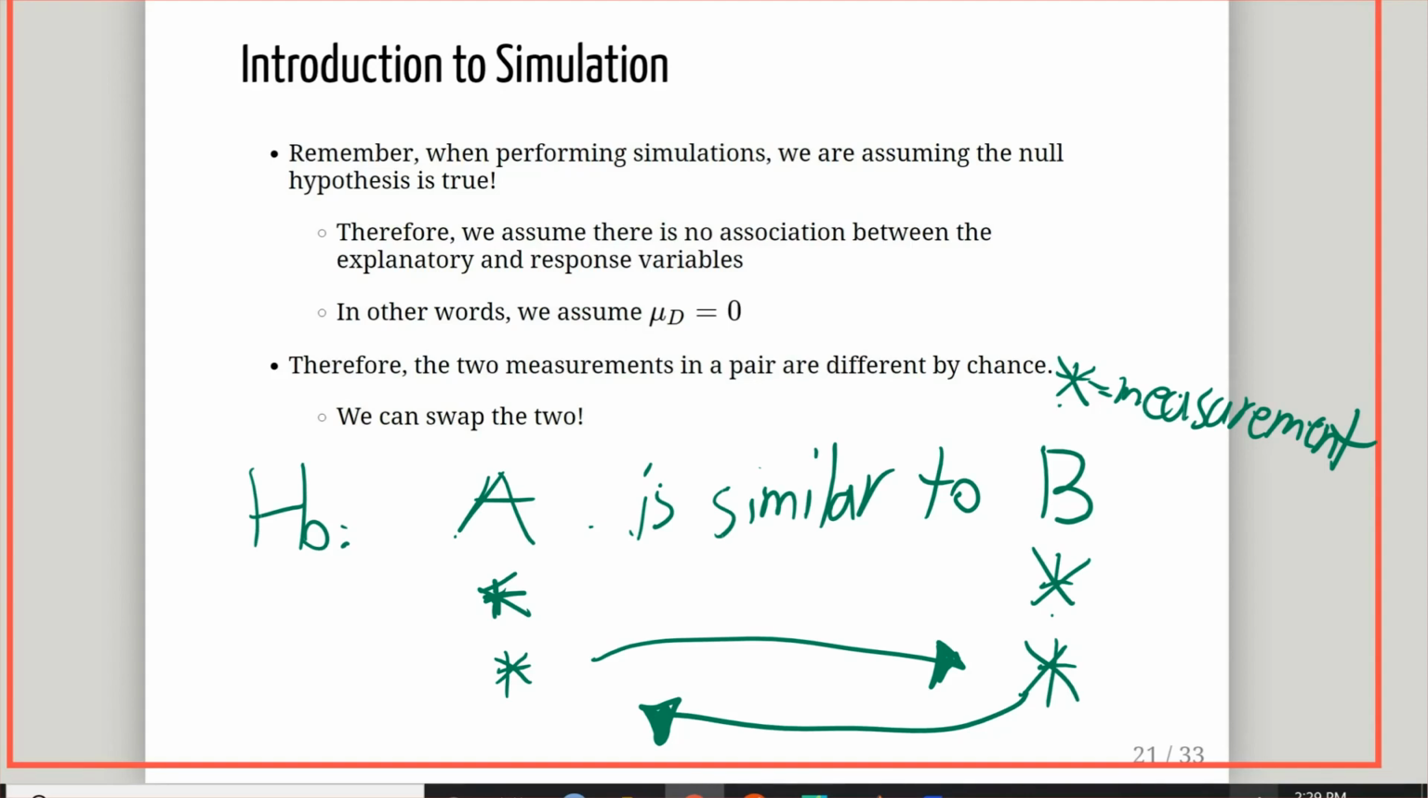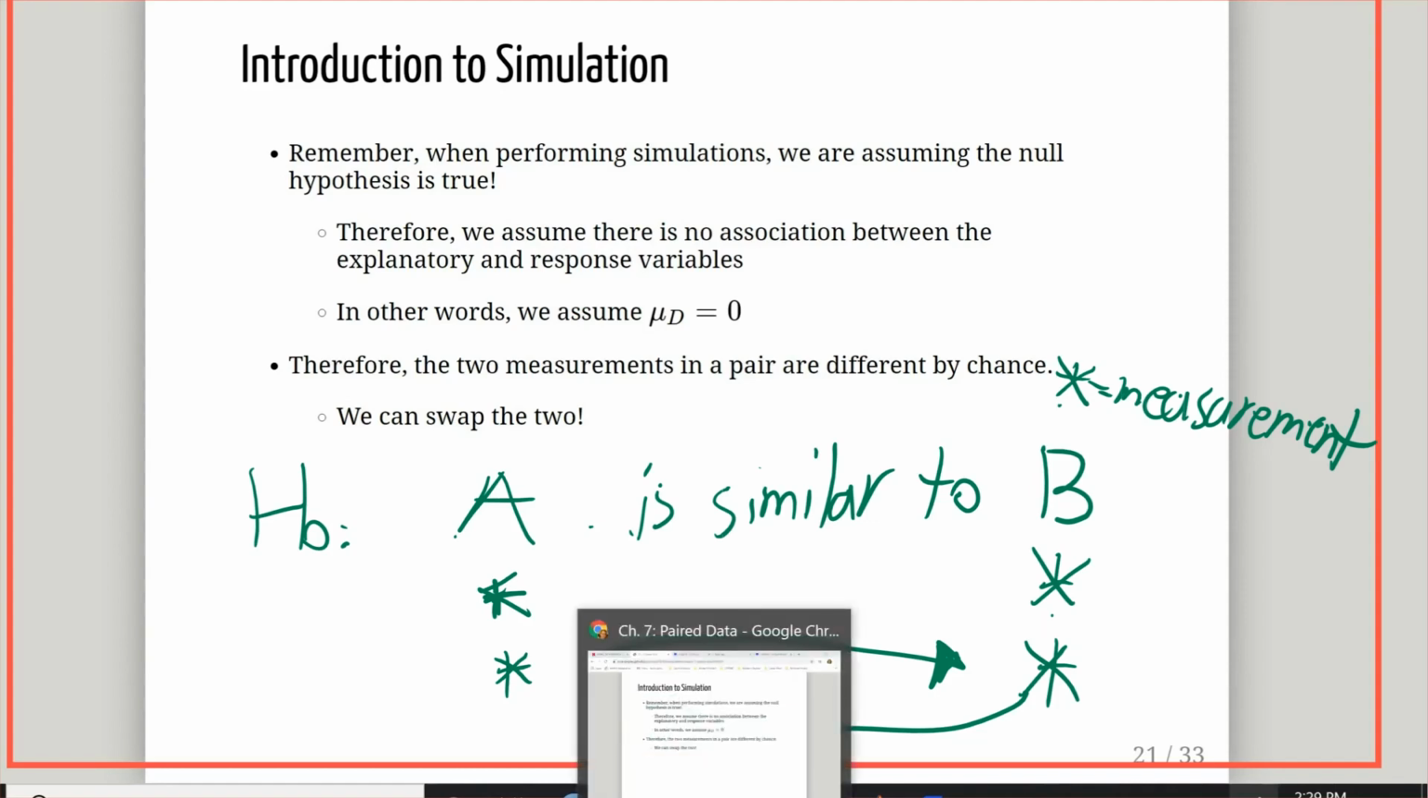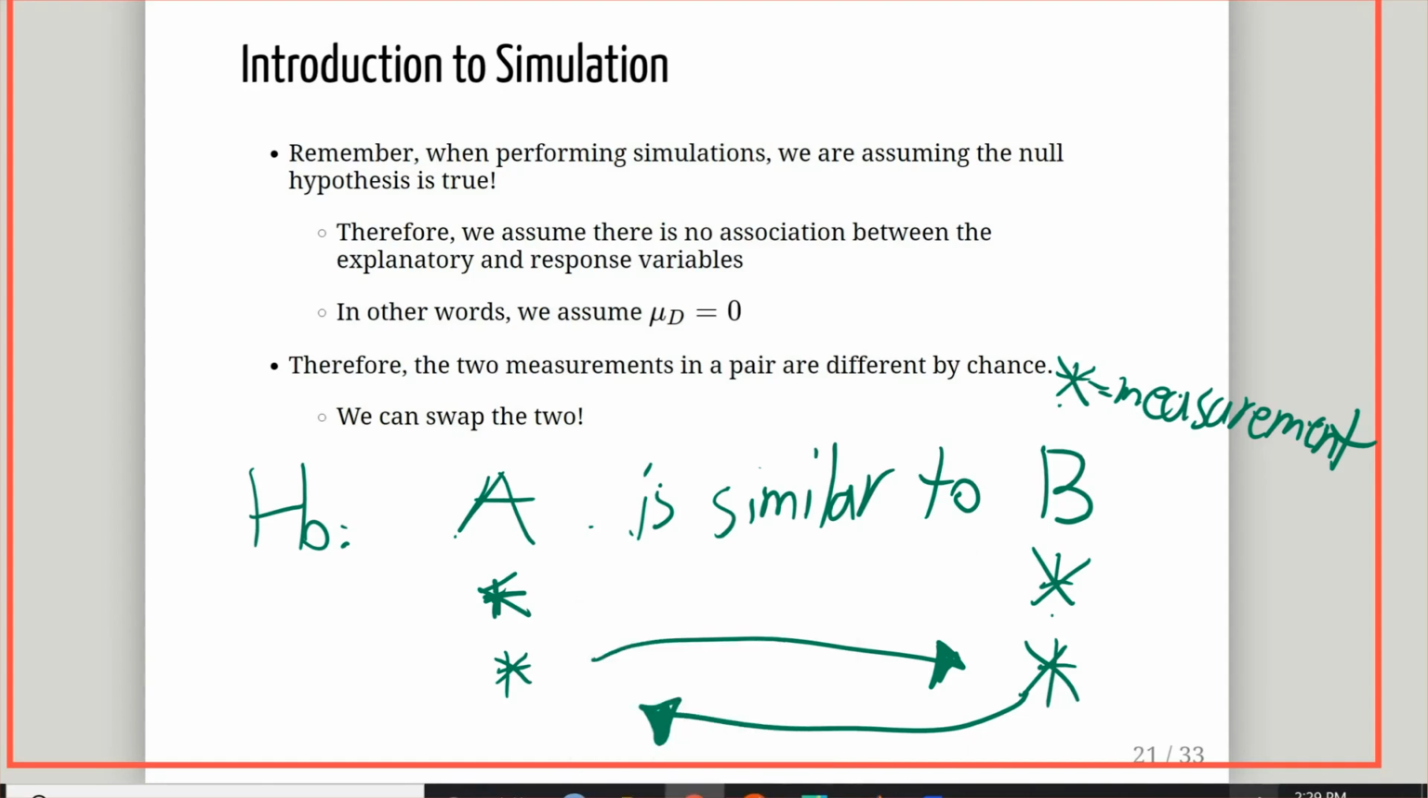Reach out to me if you have further questions. The book has a good step-by-step example. But just remember, we think the two groups are going to be the same according to the null hypothesis that we made. So we can swap the two measurements within a pair, and the differences between the groups will still average out to 0.